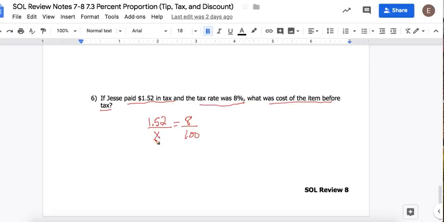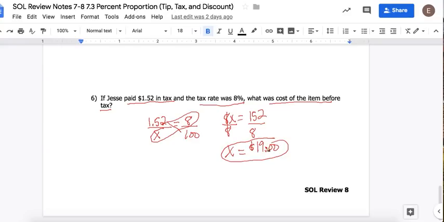That means we're looking for the whole. We want to know the cost of the item before the tax. So now we're going to use our cross products. 8 times x is 8x. $1.52 times 100 is 152. The opposite of multiplication is division, so we're going to divide both sides by 8. 8 divided by 8 is a 1 in disguise, and 152 divided by 8 is $19. So the cost of the item before the tax is $19.